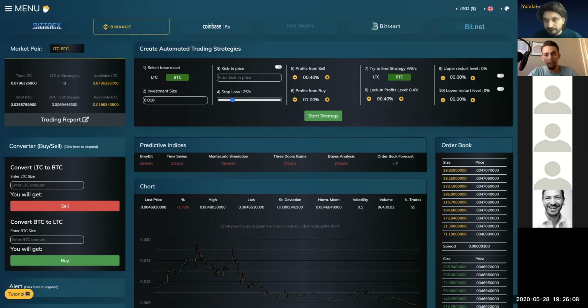And my suggestion, therefore, again, for you is to keep your lock-in profits level low. It makes your account with Yanda more manageable, and you don't have to wait a long time for high results, which you can make more regularly by starting more strategies.